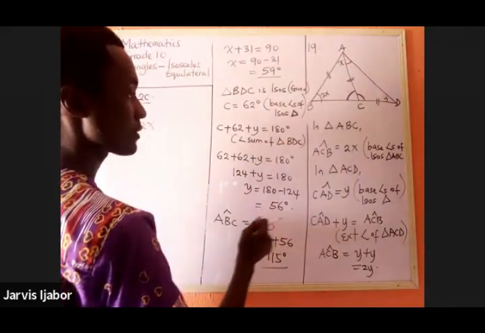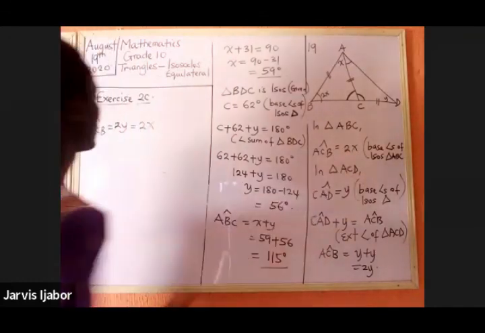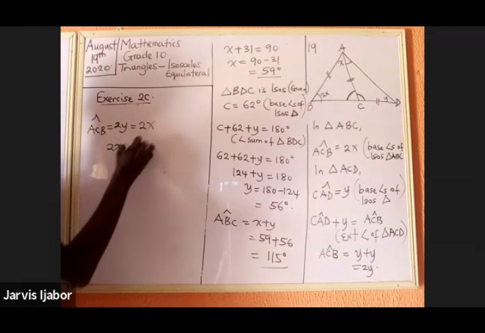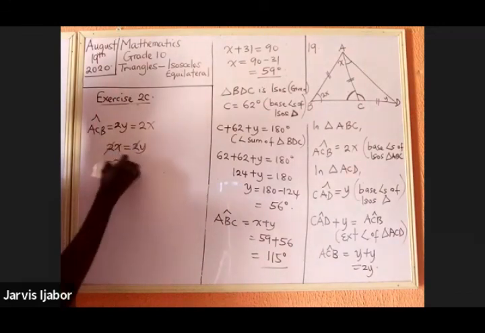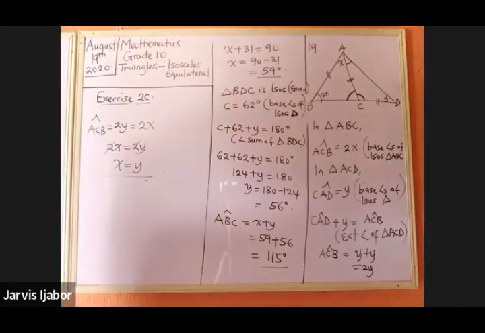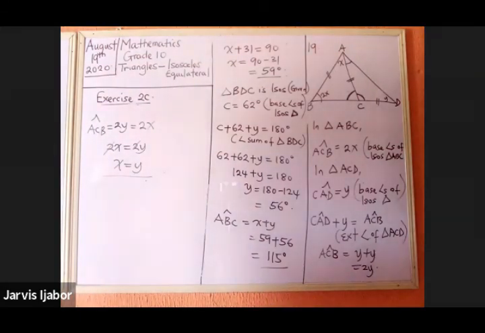So it means that 2x is equal to 2y. You divide both sides by 2 and x is equal to y. So we have proven that that is correct. So by that argument, it means that what is said there is actually very, very correct. All right.